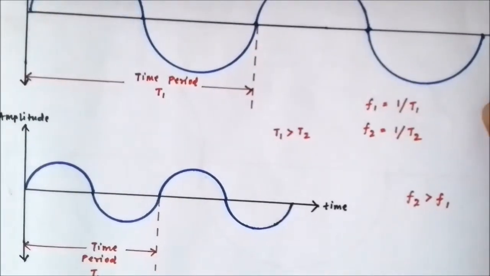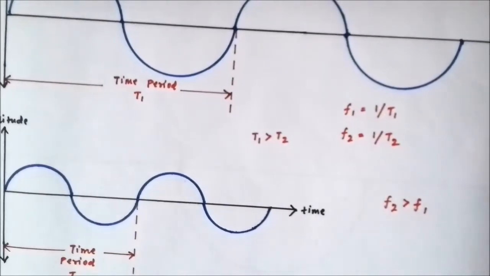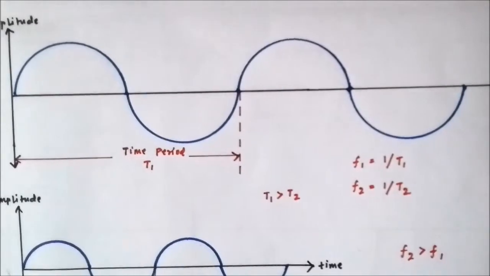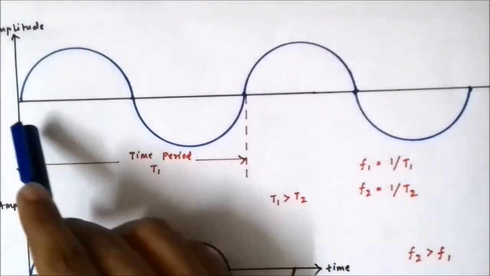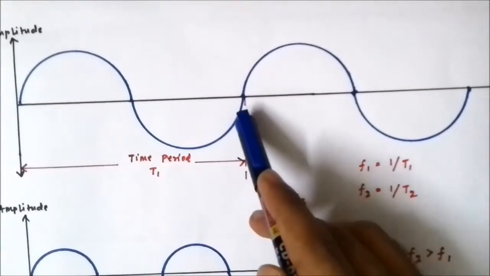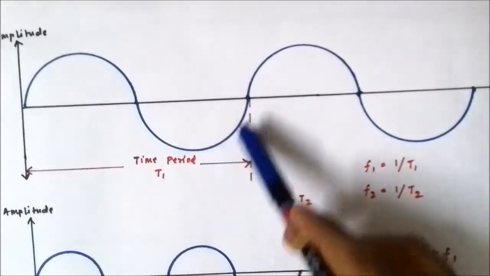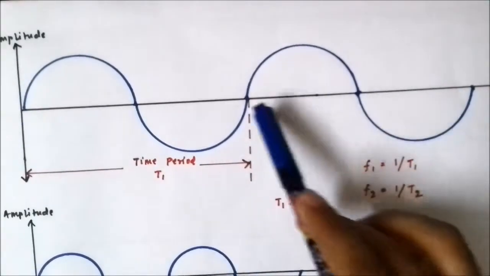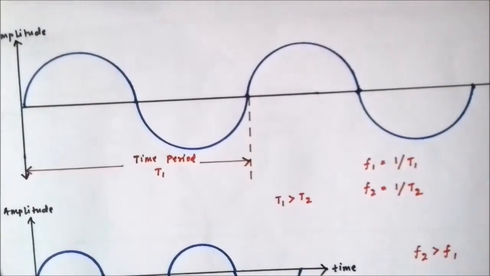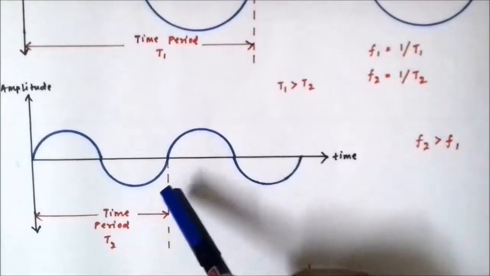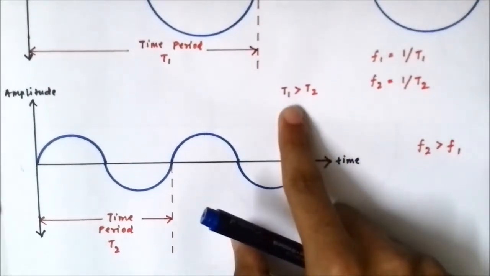Now here I have used two waveforms to make you understand the relationship between time period and frequency. Here in this waveform the time period is given by T1. It is the time which the waveform takes to repeat the same pattern. See here, this pattern is again repeated from here. So at this point the time in seconds is defined as the time period T1. In the next waveform the time period is T2. Of course T1 is greater than T2.